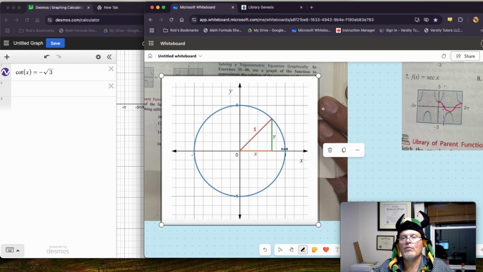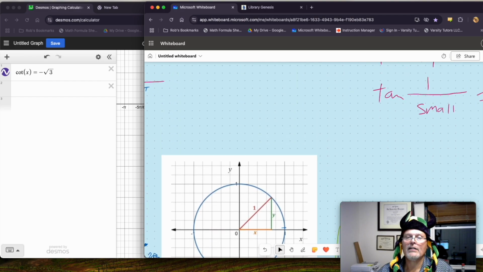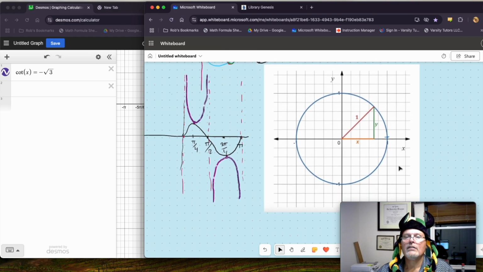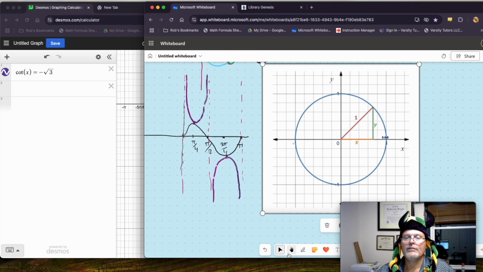And I know when I have square root of 3's and things like that, actually let's move that out of the way. Let's get that, let's find some space. Where's some space? There we go.